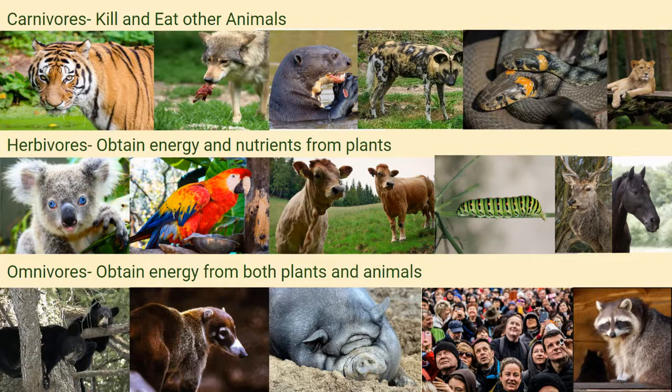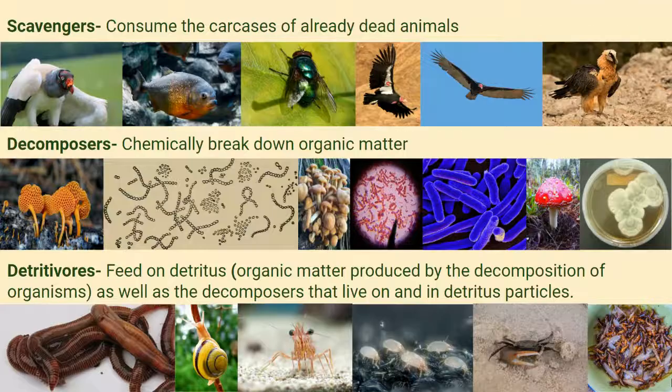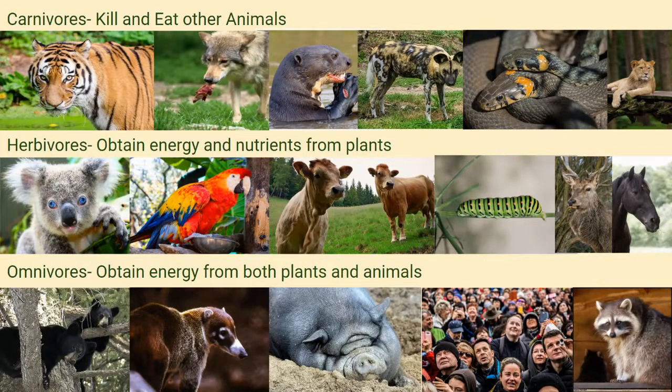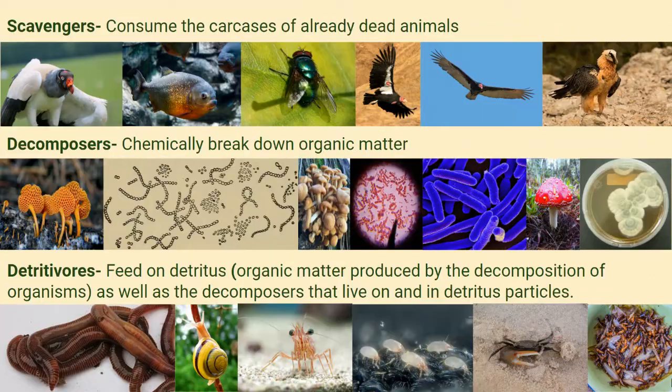But there are three more that we are going to add to this definition of consumer. The first one being scavengers. So scavengers consume the carcasses of already dead animals. So carnivores usually do the killing themselves. Scavengers consume carcasses of already dead animals.